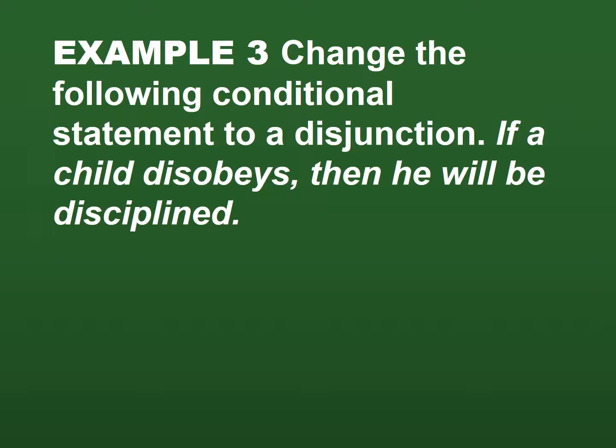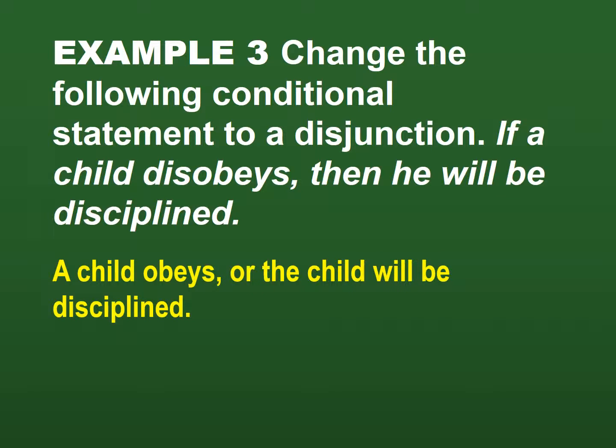So let's change this conditional statement to a disjunction. Remember, the disjunction is not P or Q. If a child disobeys, then he will be disciplined. So we need to know not P. P is disobeys, so not P would be not disobeying. So a child obeys, that's the opposite of disobeying. Or, because now we're going to do or Q, he will be disciplined. So that's what we have there.